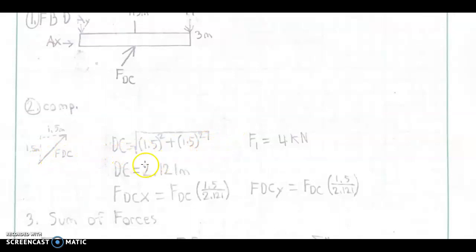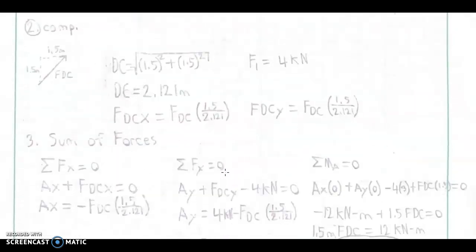So I did that here. The distance came out to be 2.12 meters. So now we have to solve for the force. The force of DC in the x direction would be equal to the force of DC times 1.5 over 2.12 meters. And then in the y, it would be the same. The force of DC y is equal to the force of DC times 1.5 over 2.121. So now that we have all the components, we can sum up our forces and our moments and solve for all of our unknowns.